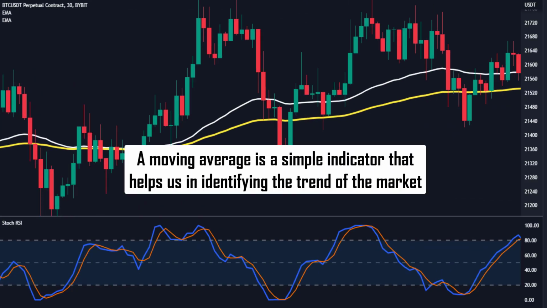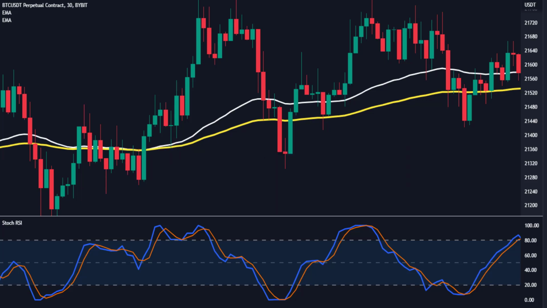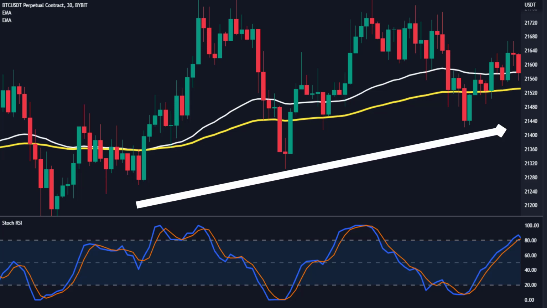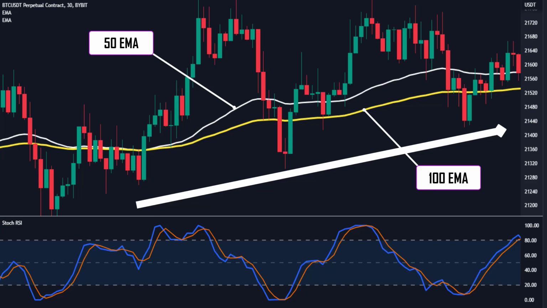As you should know by now, a moving average is a simple indicator that helps us in identifying the trend of the market. On this chart, this yellow line is the 100-period exponential moving average, and the white line is the 50-period EMA. When the price is in an uptrend, we see that the 50 EMA is above the 100 EMA, and both the moving averages are sloped upwards.